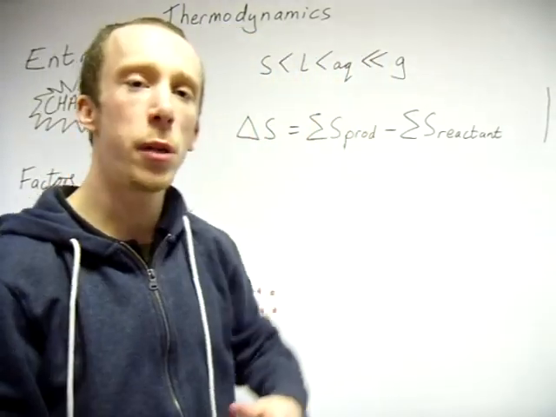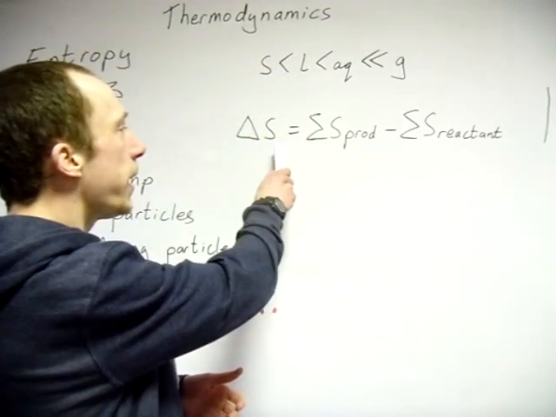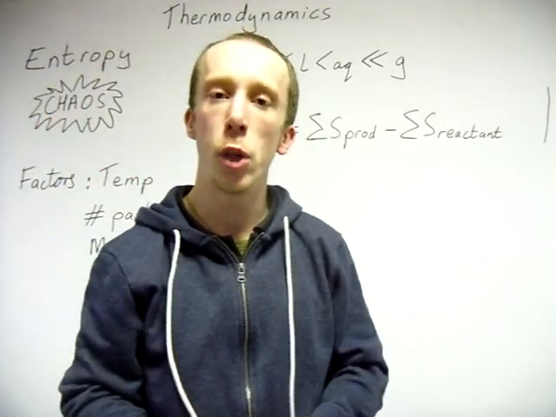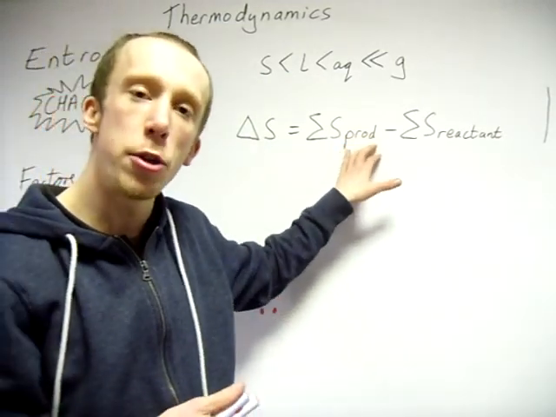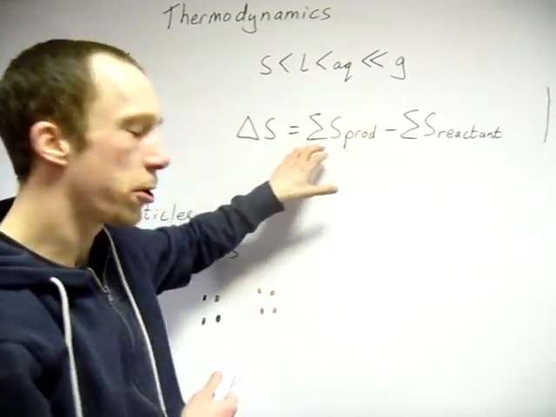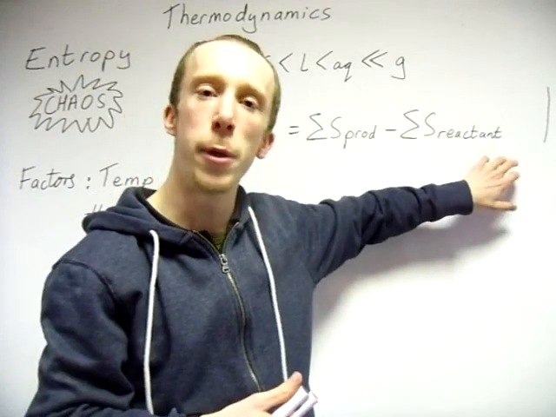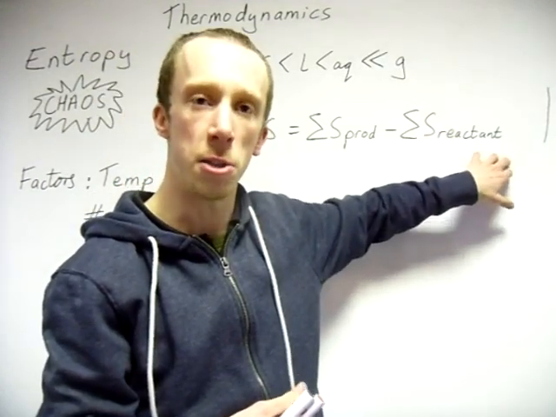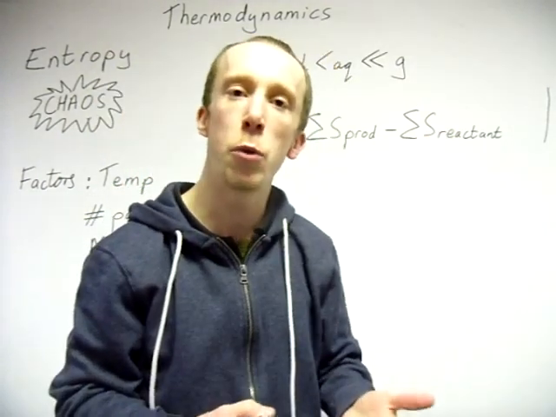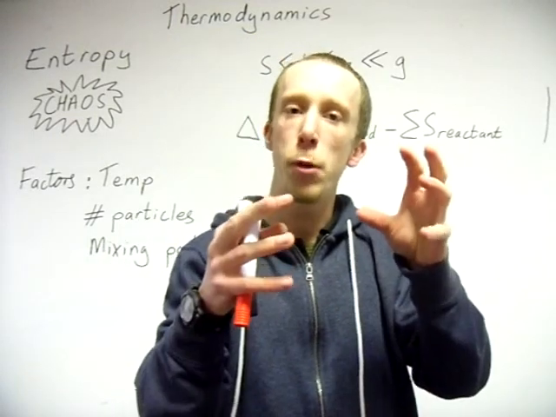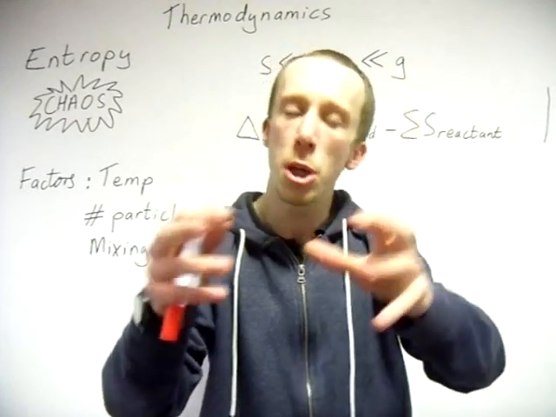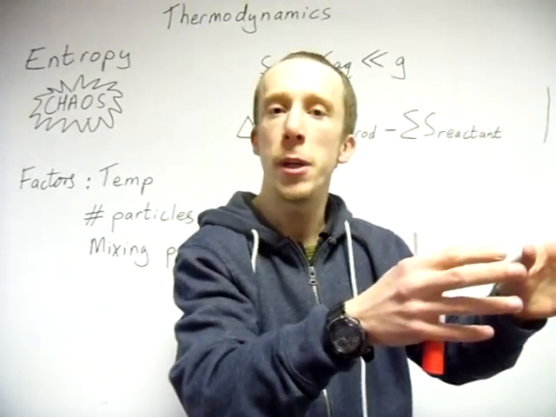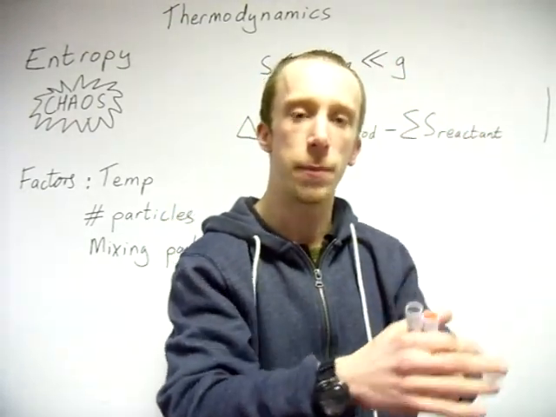Now, for how you actually work them out, the entropy change is what you will be looking to work out. So it's the sum of the entropies of the products minus the sum of the entropies of the reactants. Now remember to take into account coefficients. So if you've got 2 carbon dioxides, then you need to do 2 times the entropy of carbon dioxide.